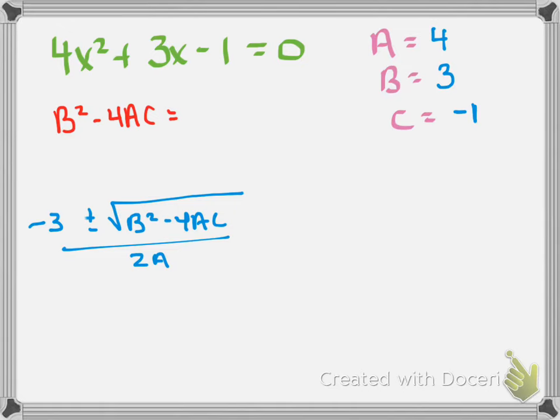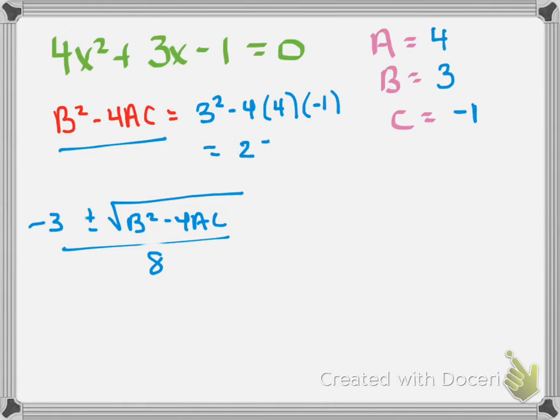Alright, and on the bottom we have 2 times a, which would be easy enough to do. 2 times 4 is 8. So we have half of our formula already. Alright, the only thing that I need to make sure of is that y'all do just this part right here without putting the square root in. Because sometimes you'll get a negative number, and if you put that under the square root, we're going to get some issues. Okay, so if we do 3 squared minus 4 times negative 1, what we would get is 25.